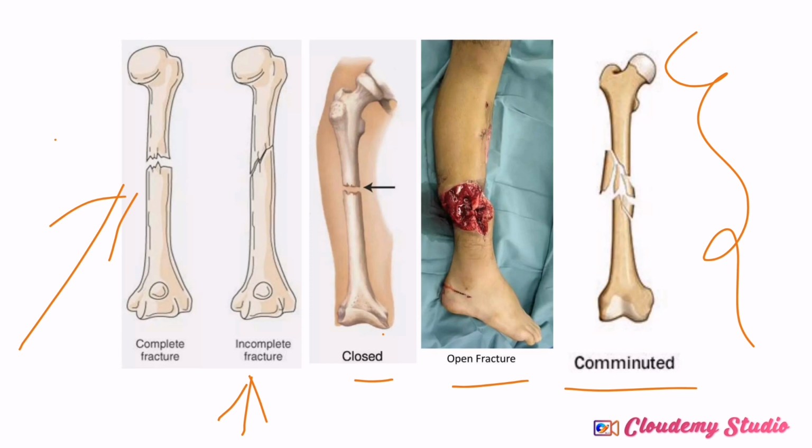So make sure that you know the types of fracture. Type number 1, complete fracture. Number 2, incomplete fracture. Number 3, closed fracture. Number 4, open fracture. Then number 5, comminuted fracture. Five types of fracture. In case the question comes, list five types of fracture and explain, you should know all these things.